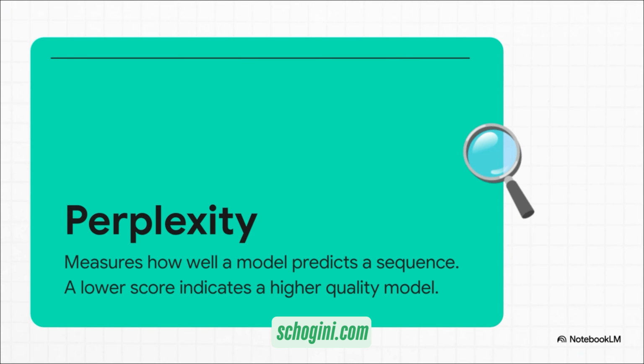All right, first tool up is something called perplexity. It's a really foundational metric, and it basically measures how surprised, or perplexed, a model is by a chunk of text. The idea is simple. If a model is really good at predicting the next word in a sentence, it's not very surprised. So a lower perplexity score is actually better. It means the model is more coherent, higher quality.